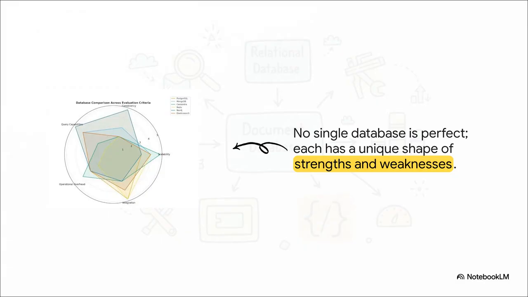And this radar chart just perfectly shows why this idea makes so much sense. Just look at the different shapes. There is no database here that's a perfect circle that maxes out every single category. Nope. PostgreSQL is amazing at complex queries, but it doesn't scale like Cassandra. Redis is easy to run, but its query power is limited. Each one has its own unique fingerprint of strengths and weaknesses.